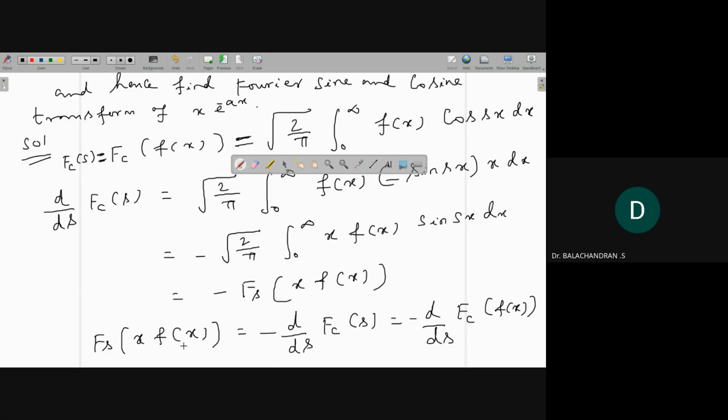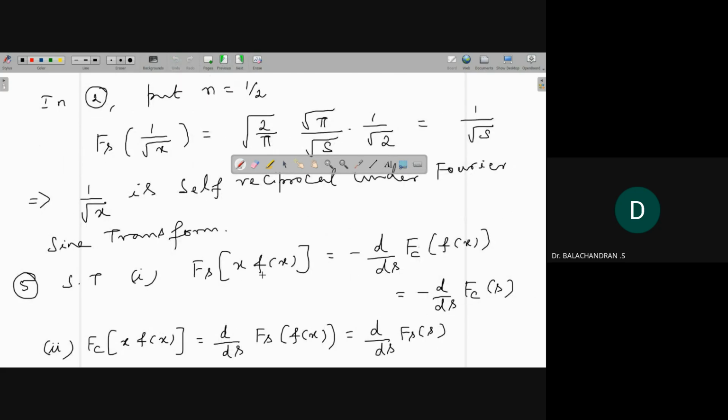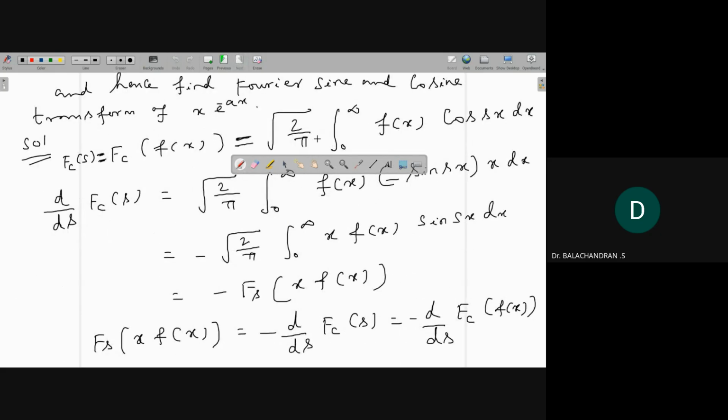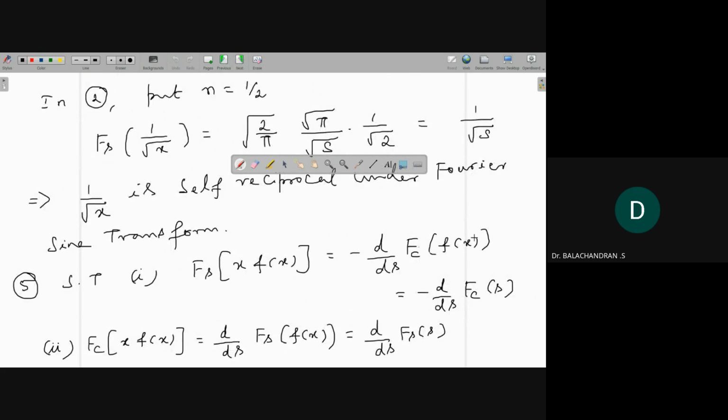You can check: Fs of x into f of x is equal to what? Minus d by ds of Fc of s, or minus d by ds of Fc of f of x. So for the second result, I am going to consider Fs of f of x, or Fs of s. So I'll start from Fs of s.